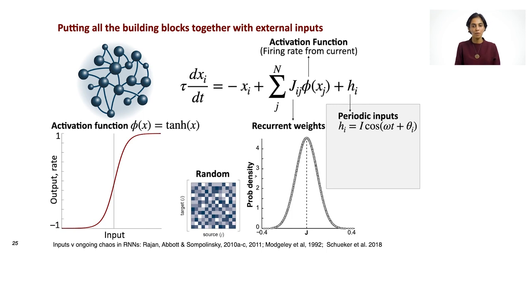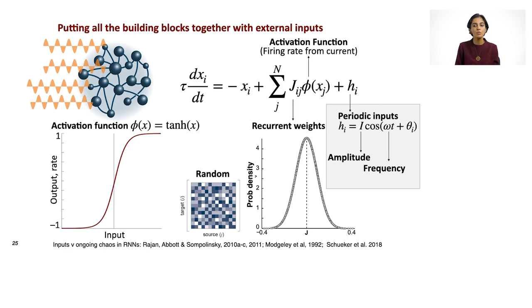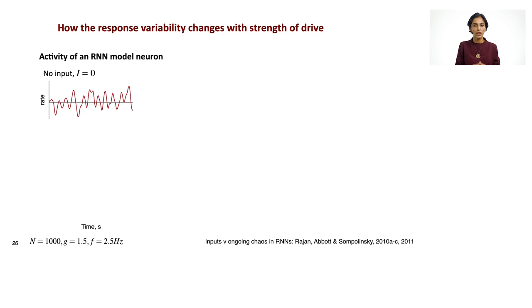I'm going to be talking about periodic inputs, which are cosines. What this means is that every unit in the model is going to get the same exact input with the same amplitude and frequency. However, everyone's going to get a slightly different phase. So what happens when you put inputs into these networks?